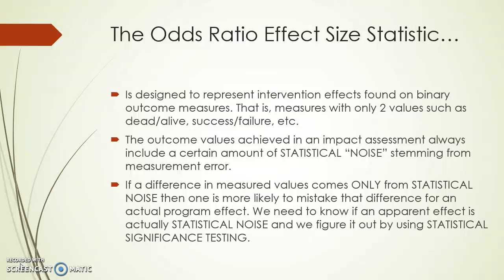The outcome values achieved in an impact assessment always include a certain amount of statistical noise stemming from measurement error. If a difference in measured values comes only from statistical noise, then one is more likely to mistake that difference for an actual program effect. We need to know if an apparent effect is actually statistical noise, and we figure it out by using a statistical significance test. Yes, we're adding more to the vocabulary words here.